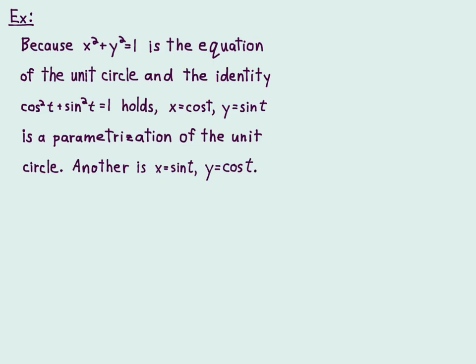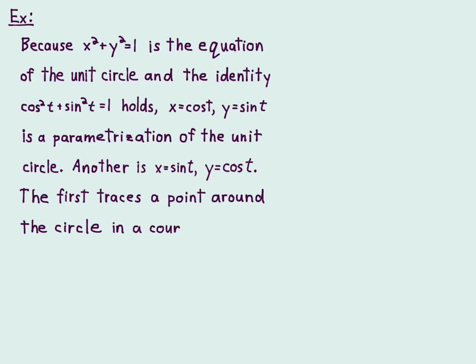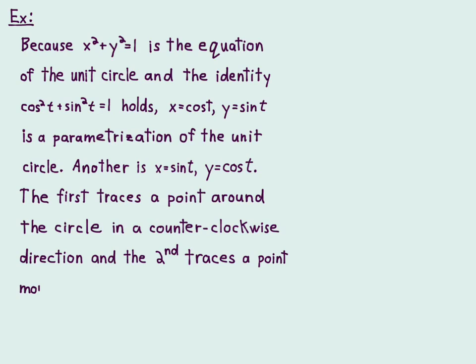Another way to parameterize the unit circle is switching the two, making x sine t and y cosine t. And the difference between these will be where they are at time t equals 0, where the point is at time t equals 0, and which direction the point is moving around the circle. So the first traces a point around the circle in a counterclockwise direction, and it actually starts on the x-axis. And the second traces a point moving around the circle in the clockwise direction.